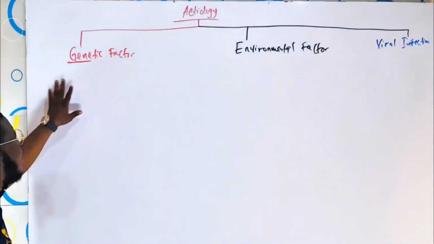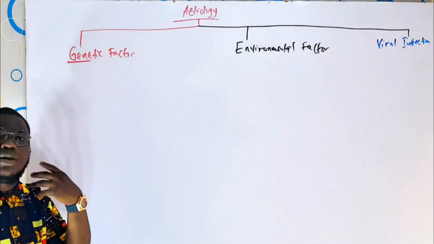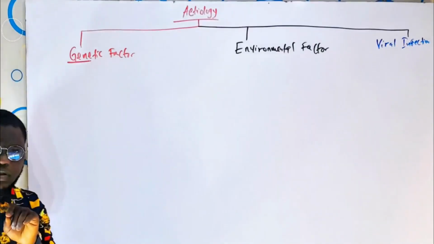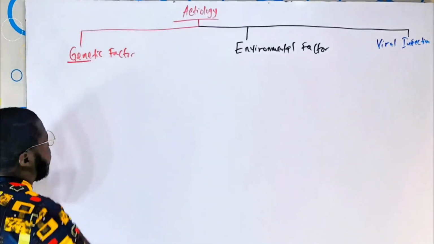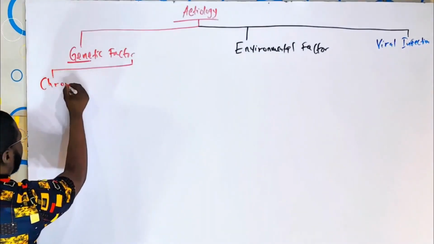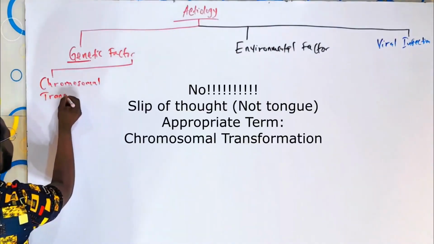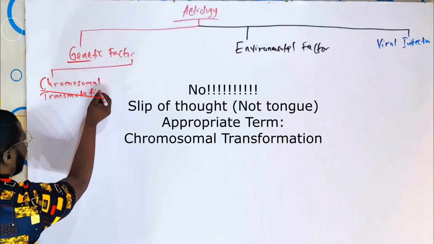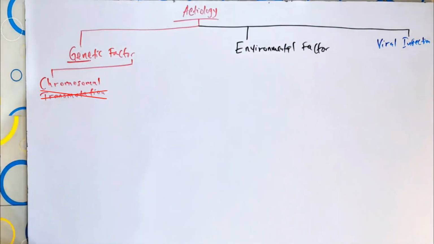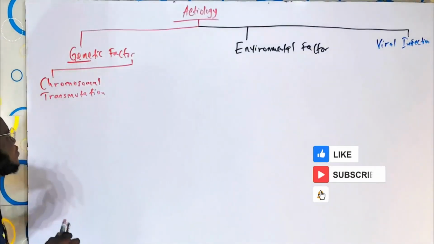So when some things are affected there, that can cause things like uncontrolled proliferation of the cells. Now, for you to understand better, let's speak a simple cause. Under genetic factor, we have things like chromosomal transmutation. What is the meaning of that? When they say chromosomal transmutation, it is from the word chromosome.